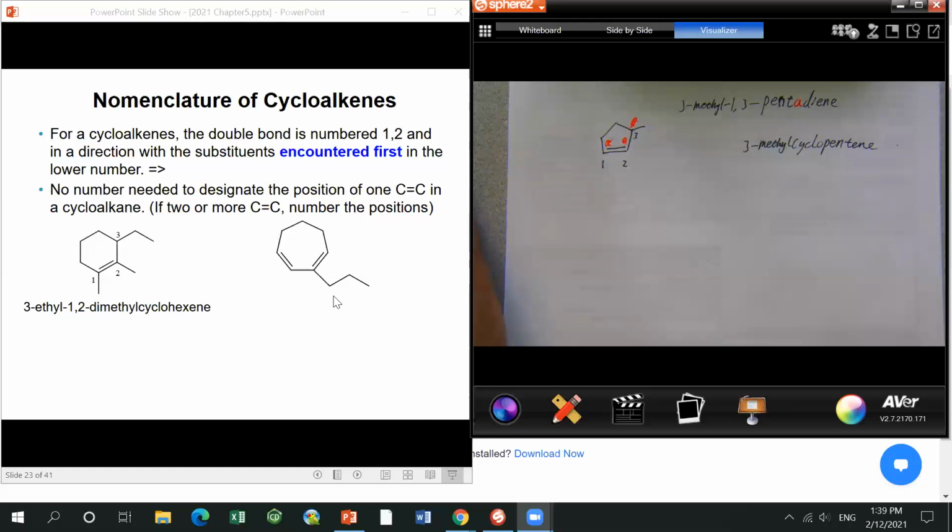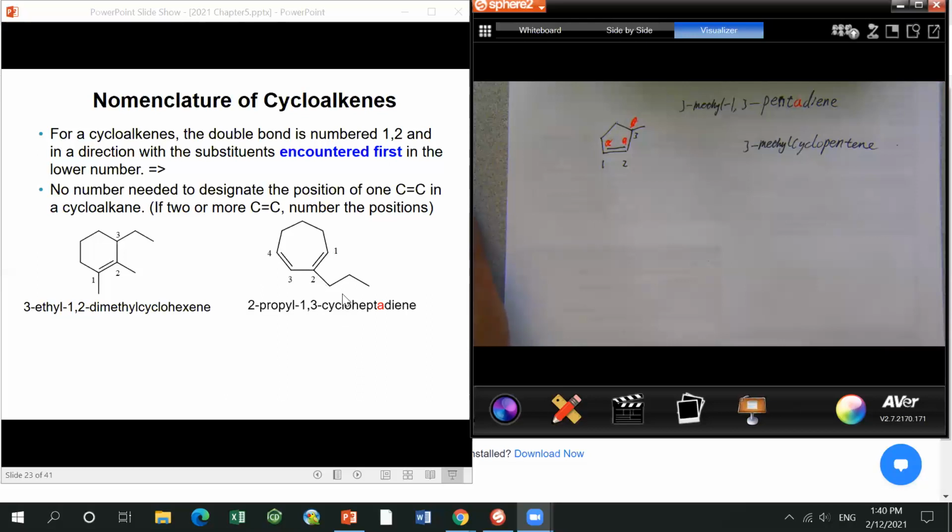How do we number it, clockwise or counterclockwise? You can number from this carbon 1, 2, 3, 4, or also from the other carbon 1, 2, 3, 4. This time, see which one gives a lower number for the substituent group, the propyl group. Definitely we number this carbon as 1, 2. Sorry, the 2nd carbon.